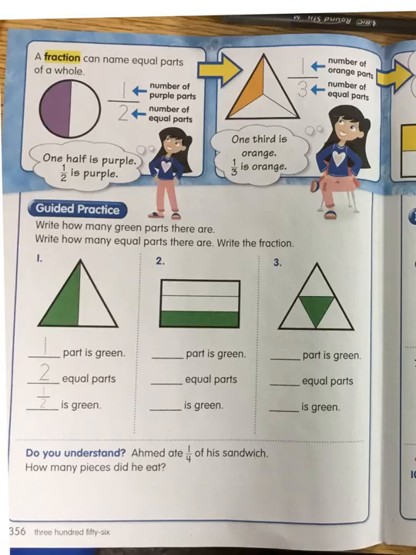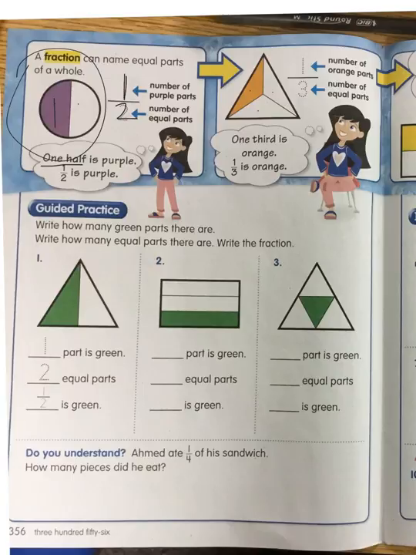All right, go to the inside. We're on the inside. Okay, remember, a fraction can name equal parts of a whole. You put the number of equal parts, so if I'm looking up here, there's 1, 2 on the bottom, and the number of parts that are shaded on the top. Well, there's only 1 part that's purple, so 1 out of 2 parts are purple. I would say 1/2, not 1 out of 2, is purple.